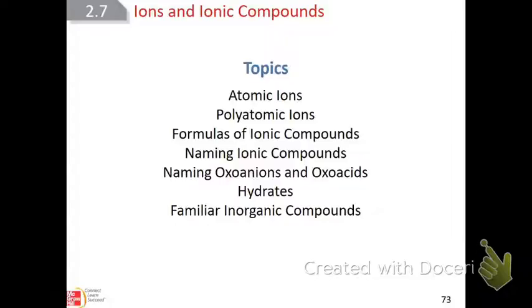But this section of chapter 2 talks about ions, and there are two different types of ions that we're going to specifically focus on, and then we're going to talk about how those ions get used to form ionic compounds. The first type is an ion that's formed from a single atom, or an atomic ion, and then from a group of atoms, a polyatomic ion. And then we'll talk about naming them.